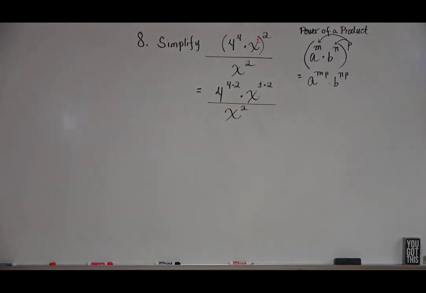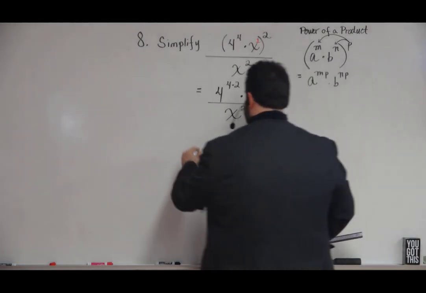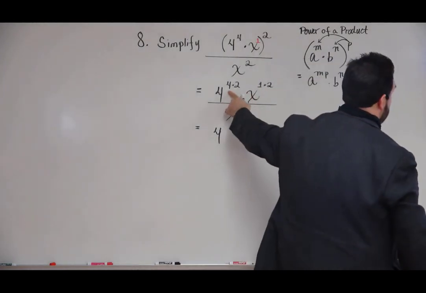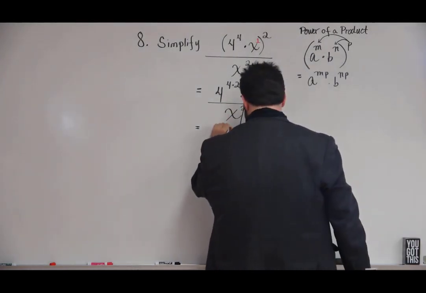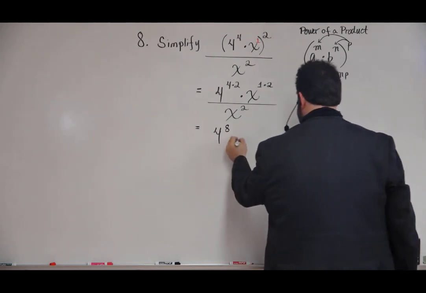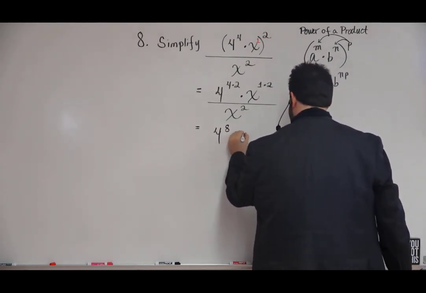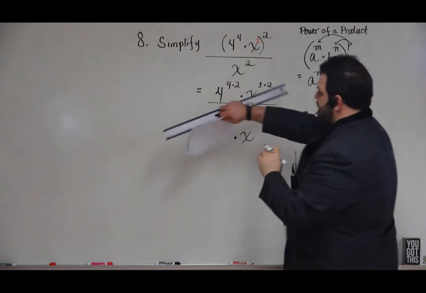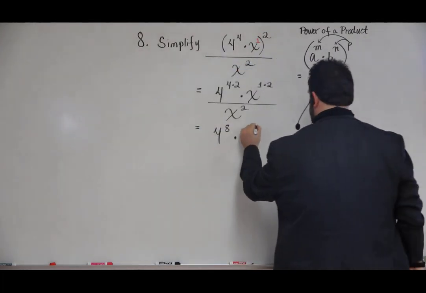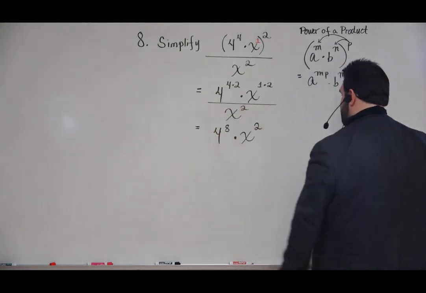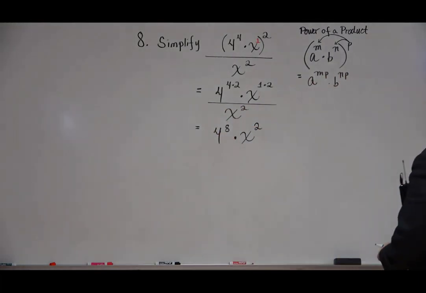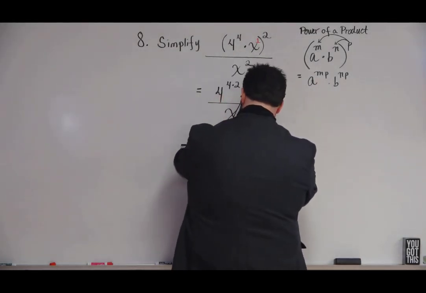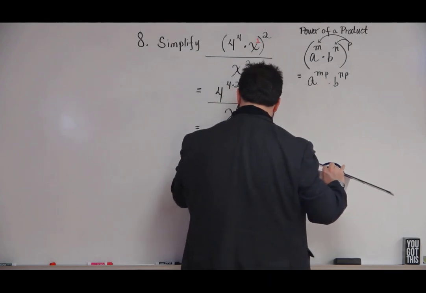Very good. Well, now we need to simplify this, don't we? So we have 4 raised to the power 4 times 2, which is 8, times x raised to the power of 1 times 2. Well, last time I checked, let me check my watch, 1 times 2 is 2. Survey says x squared. All right, and we're going to draw a big fraction bar and put x squared down below.